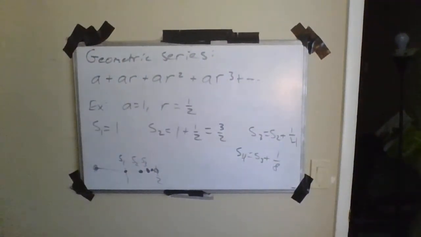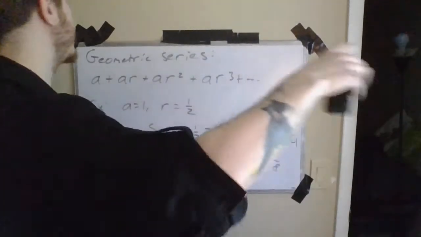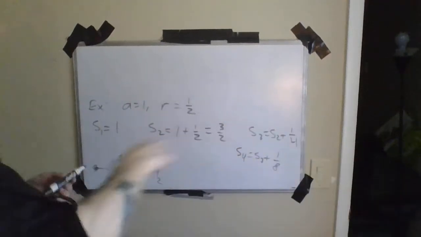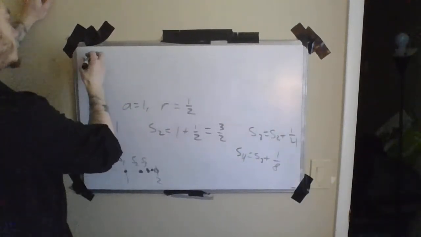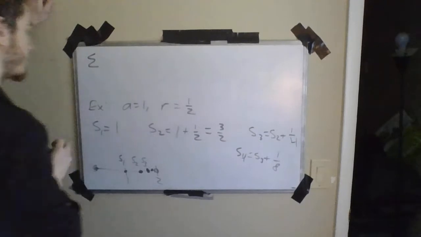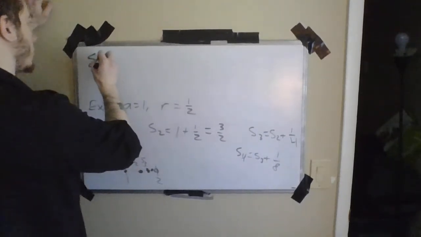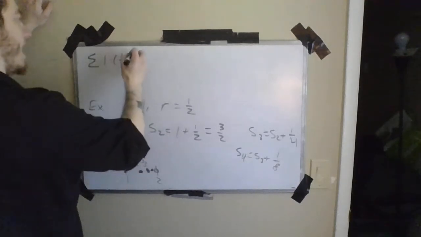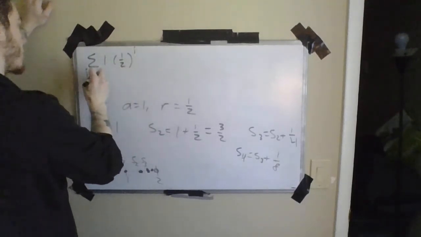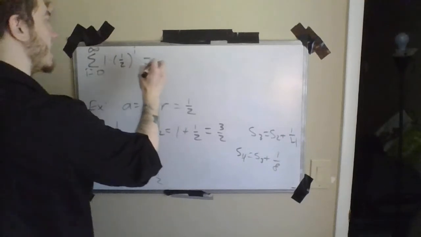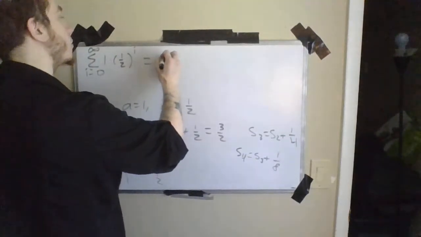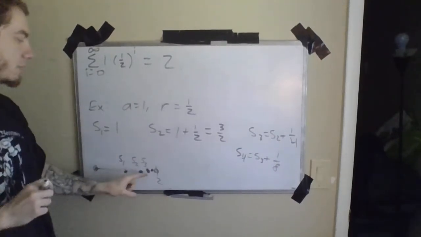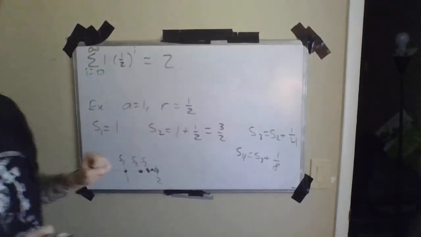And as a result, what we can say is that the definition of an infinite series is the limit of these partial sums. So we can say that the sum of 1 times (1/2) to the i, from i equals 0 up to infinity, is actually going to be equal to 2. Because in the limit, these partial sums are getting closer and closer to 2.